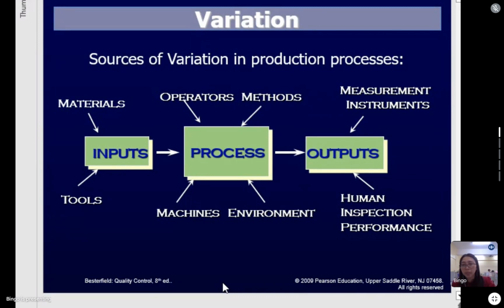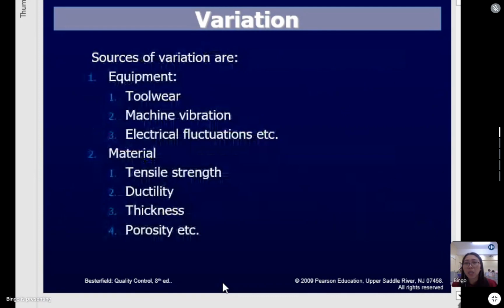Okay? Another, you have your sources of variation for equipment. You have the toolware, machine vibration, electrical fluctuations. For material, could be tensile strength, ductility, thickness, porosity. Ano pa ba for material? Yes, for material.